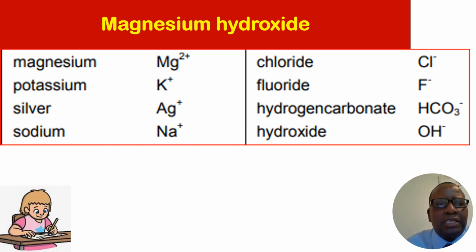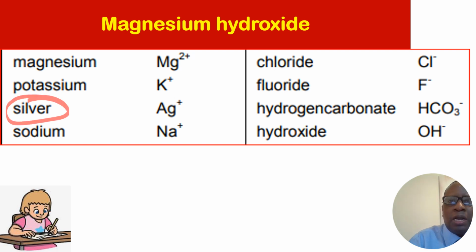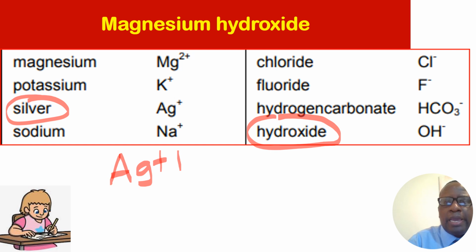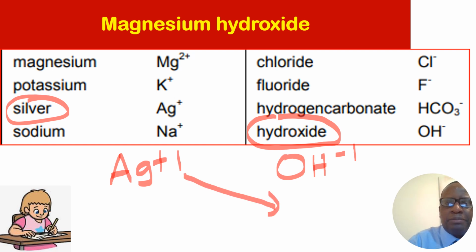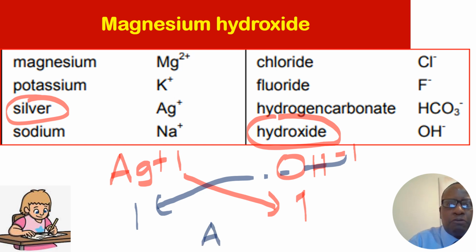So if I wanted silver hydroxide, again I'll take Ag plus 1 and OH minus 1. Then this one comes here and this one comes here. So this one is very easy, it's 1 to 1, so the formula is just silver hydroxide, 1:1.